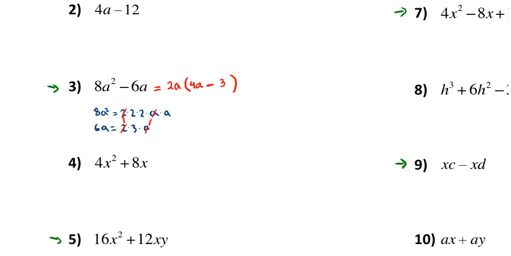Or simply, what do I need here in order to get a 6? Well, it has to be 2 times 3 to get 6. And since I already have an a here, I don't need another a because I only want one a. And that's the end of the factorization. Notice one more time that there is nothing in common between these two terms. And if you multiply this using the distributive property, you do get back this one. 2a times 4a, that is 8a squared, and 2a times negative 3, that is negative 6a.